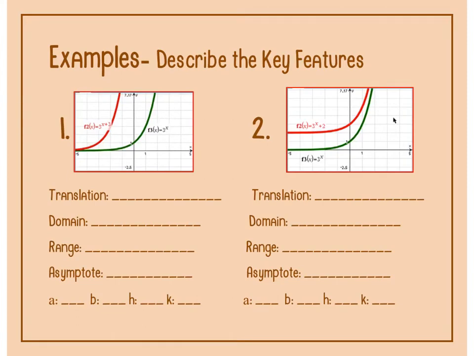So now let's describe key features by looking at this graph. So the green graph is the original. It's 3 to the x power. Any exponential that has no left or right translations is going to intersect at (0, 1). Now this graph, how far did it move over? Well, this graph went to the left 3 units. What's my domain? All real numbers.